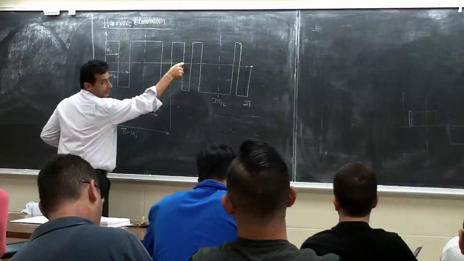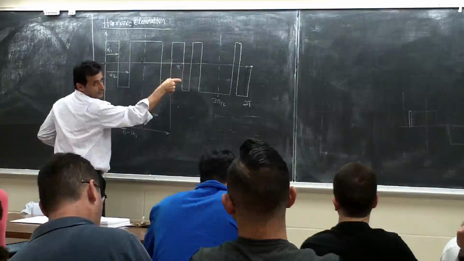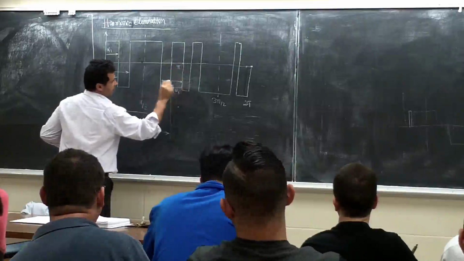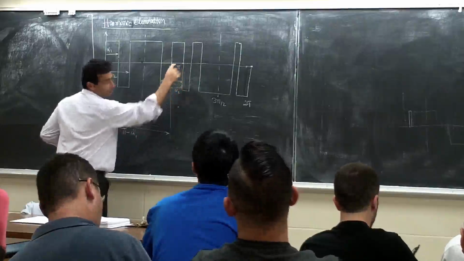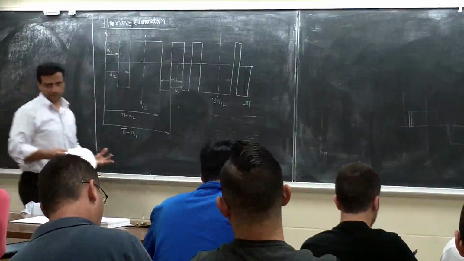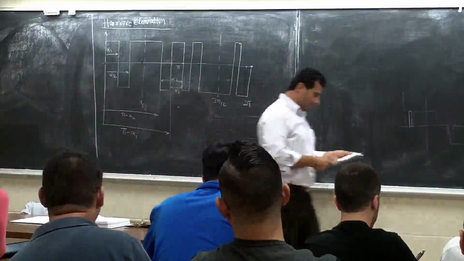Because this is the pi, right? And this is the alpha 1, right? This is the alpha 1 and this is the alpha 2, right? And this is the pi. This is symmetric. I'm saying the waveform is symmetric as this.